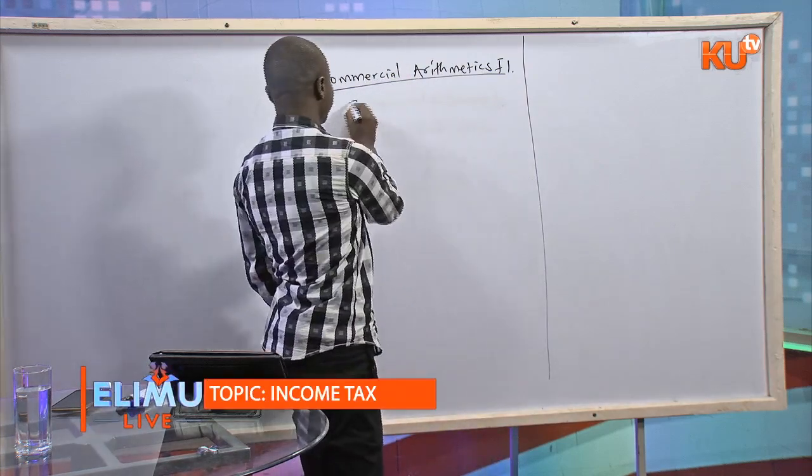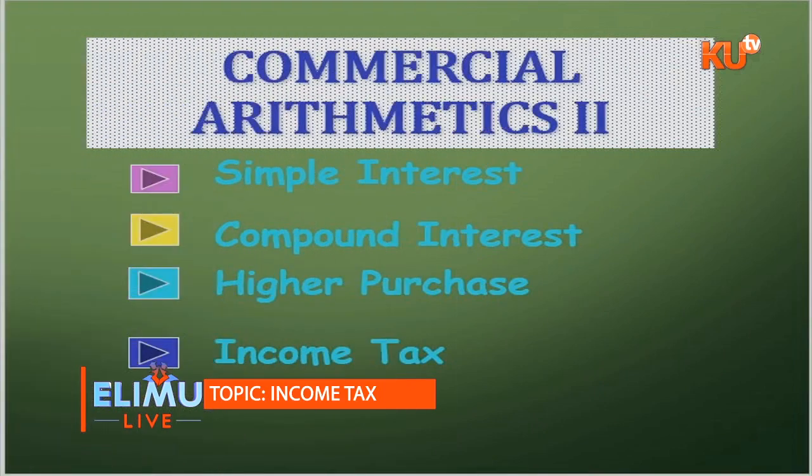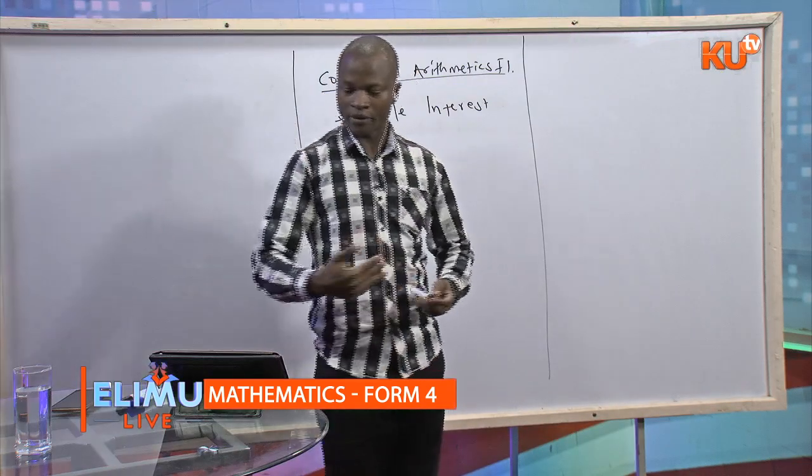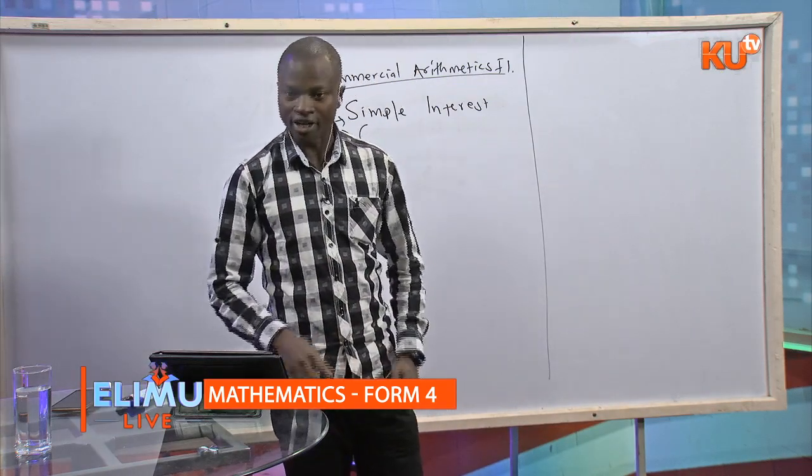Simple interest. We also have compound interest. We also have hire purchase. Then we have income tax. Now I know you already have looked at simple interest, compound interest, and hire purchase. So we cannot look at all of those in one lesson. So we will be taking a lesson on each. So today we look at the last one, which is income tax.